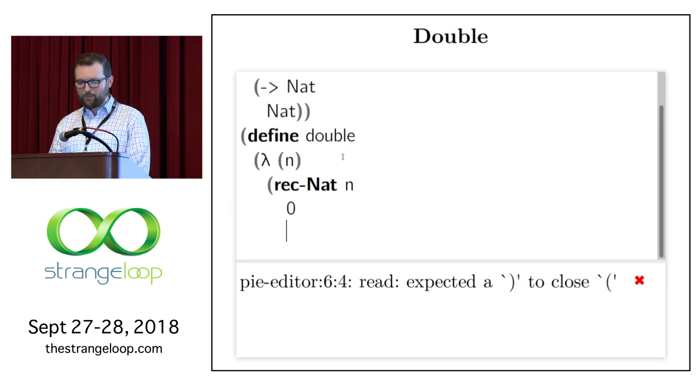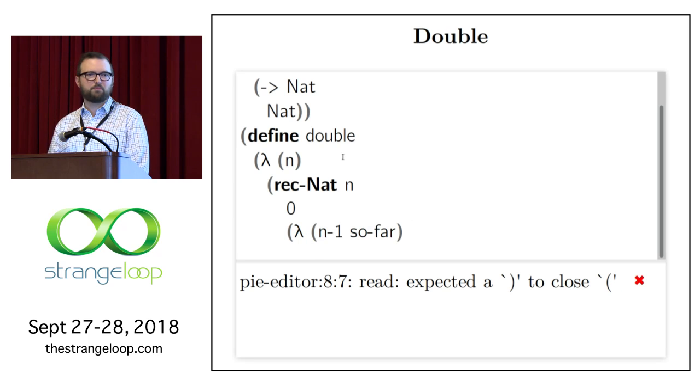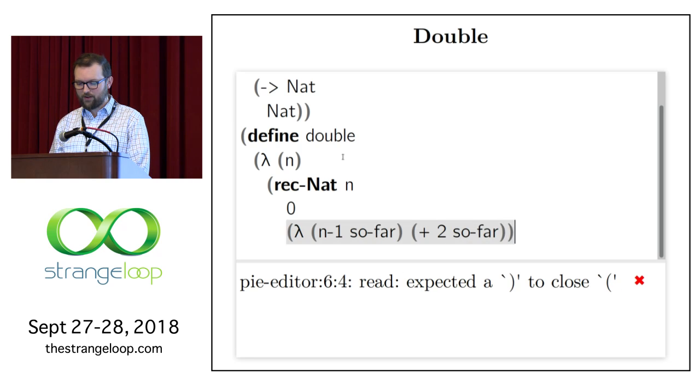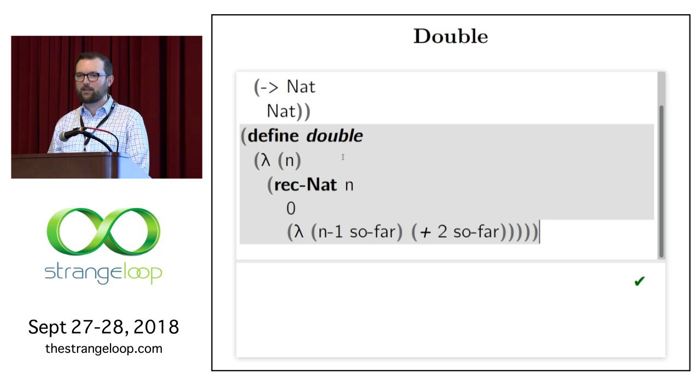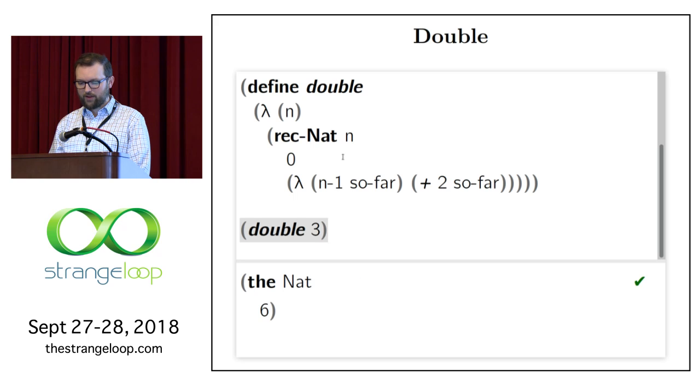And how do we double a number that is 1 smaller than n? We'll call it lambda n minus 1 and so far. Well, we put 2 ones on top of it. So we can say plus 2 so far. And then we get back double. So we can say double of 3, and we get back that it's the nat 6, just as expected.